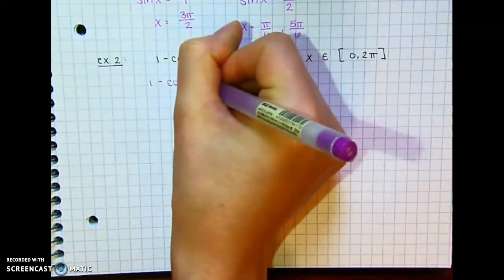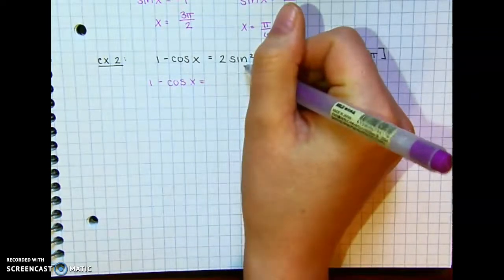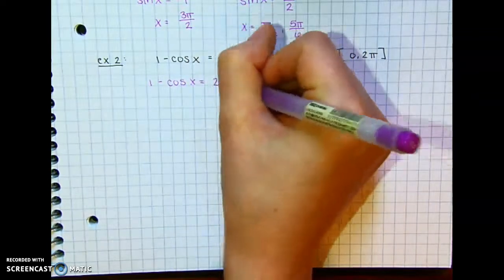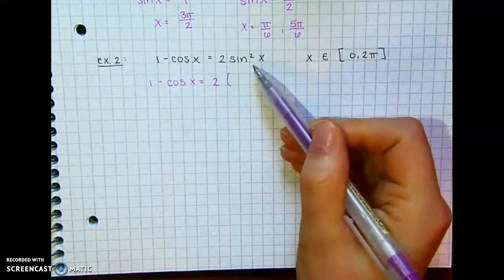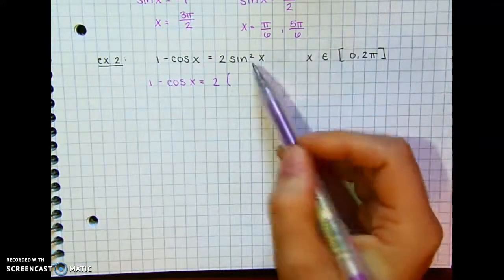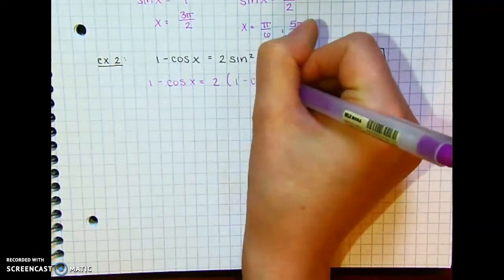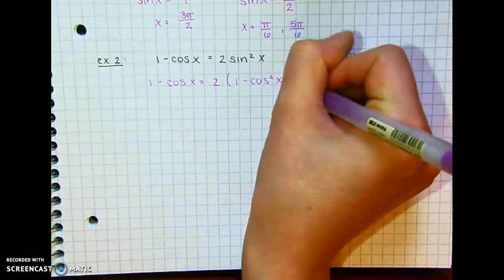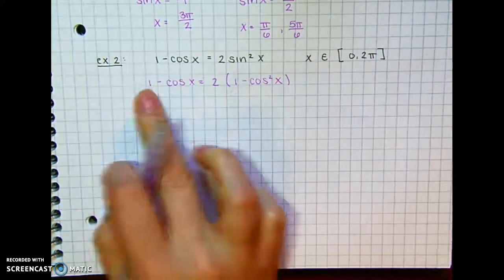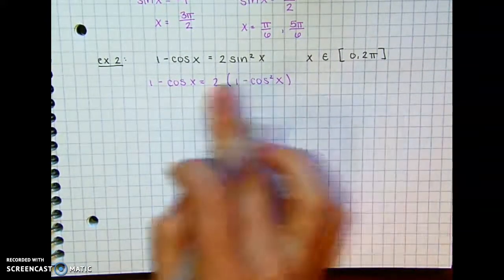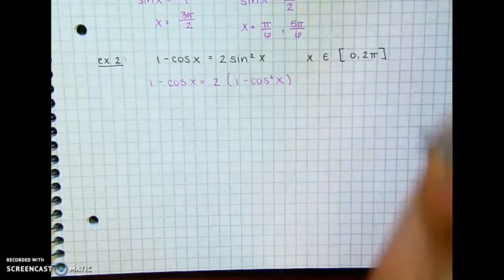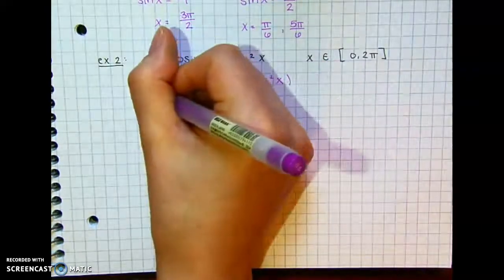And hopefully you're looking at the sine squared and you're like, you know what? I could rewrite that in terms of cosine. How? Pythagorean identity, right? So sine squared of x is equal to 1 minus cosine squared of x. You remember your Pythagorean identities. And now everything's in cosine, so I'm going to simplify this, and then I'm going to go back to what I did up here, and I'm going to factor.